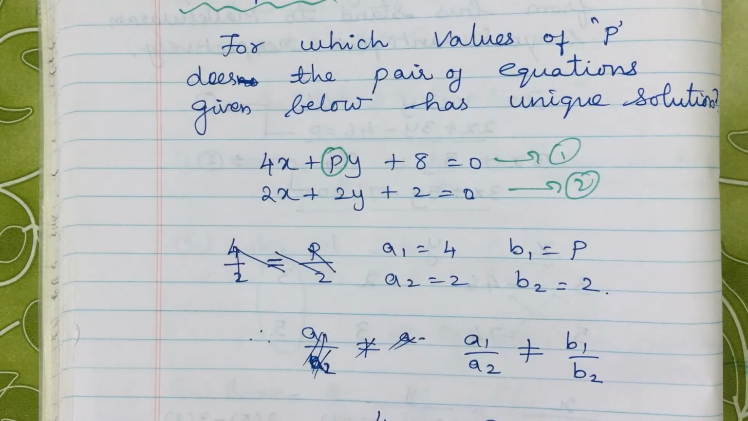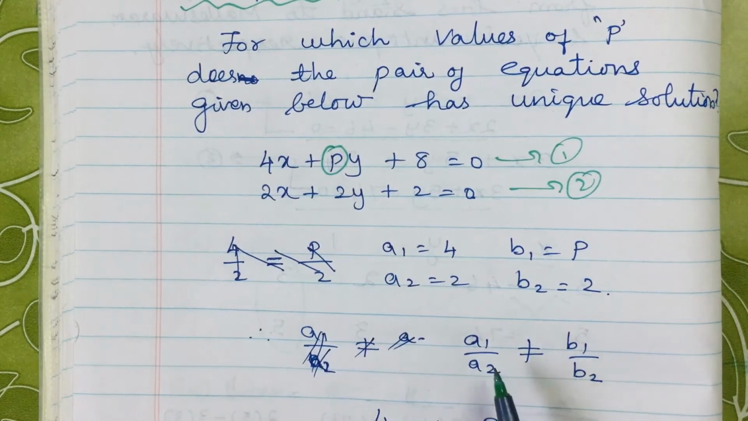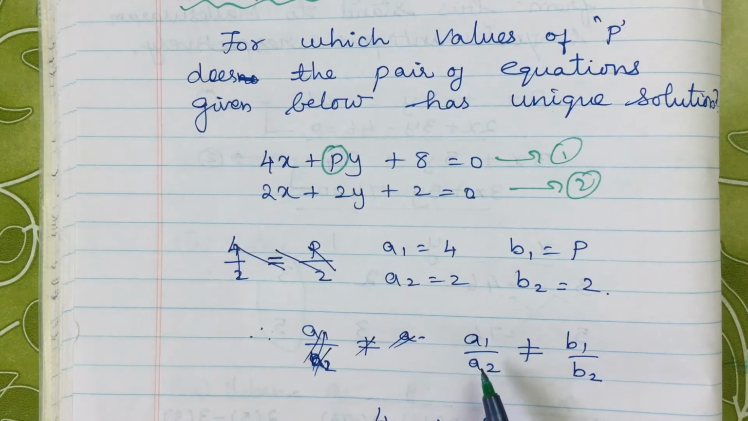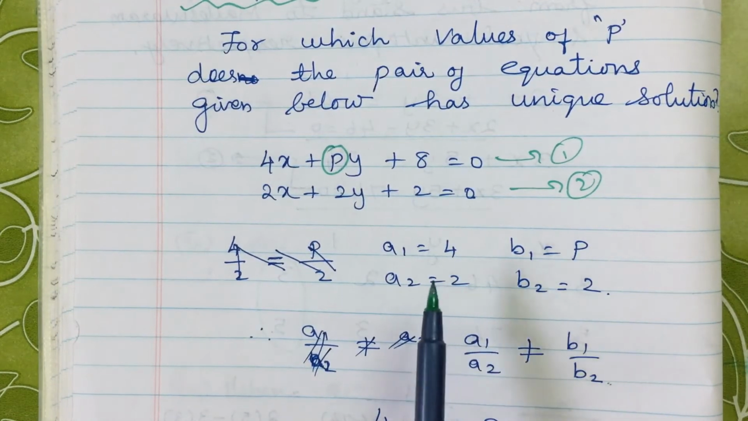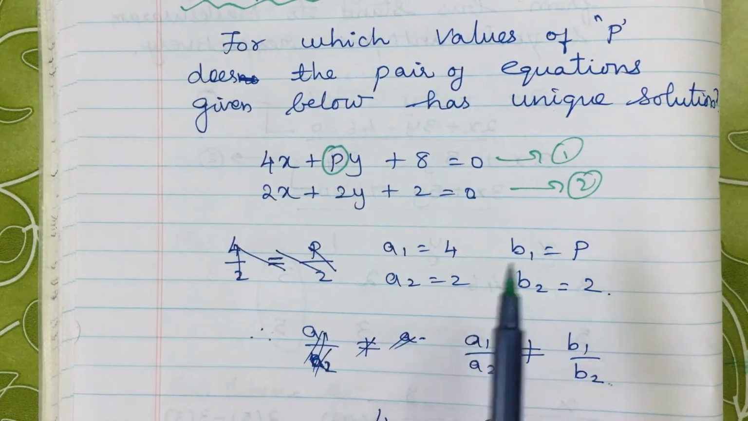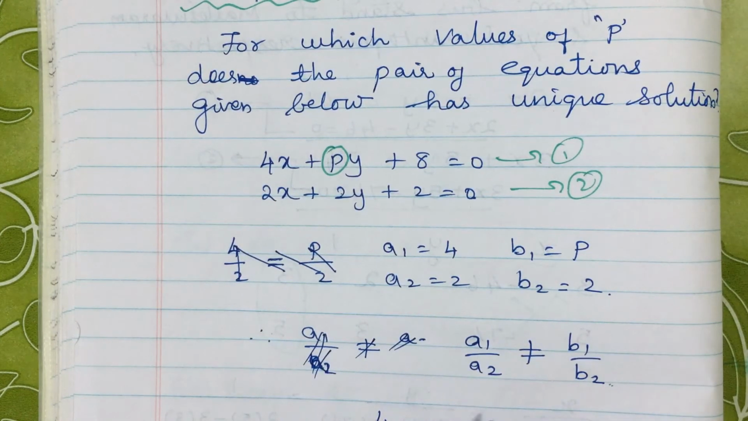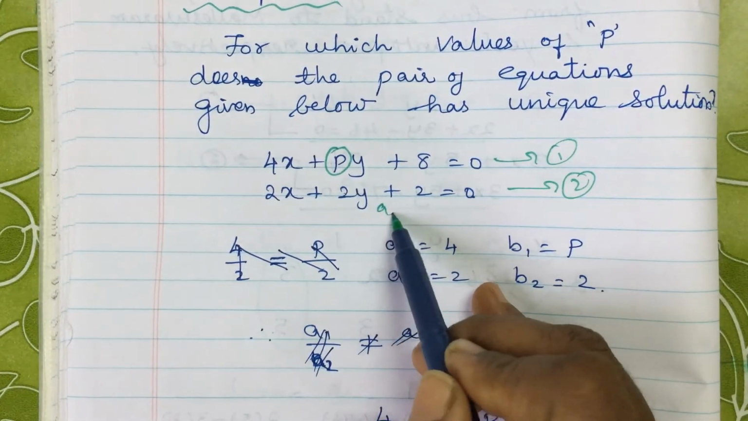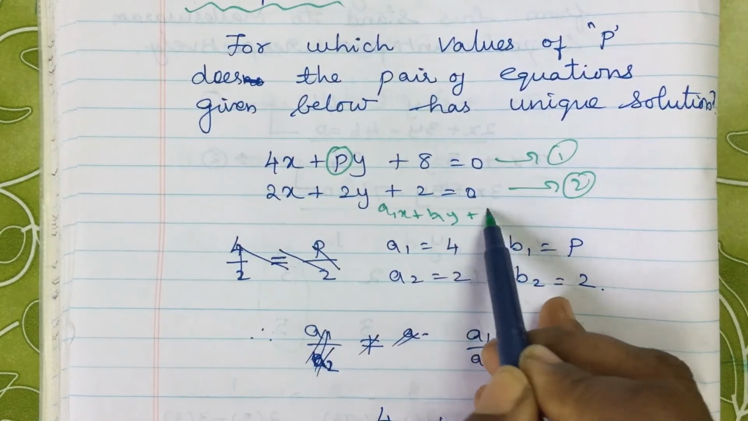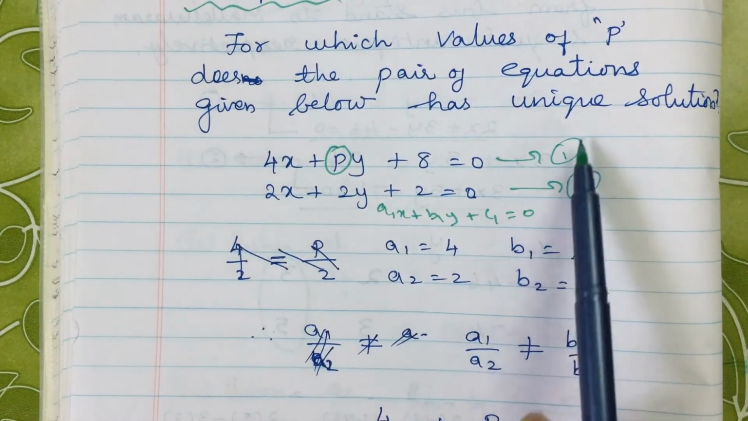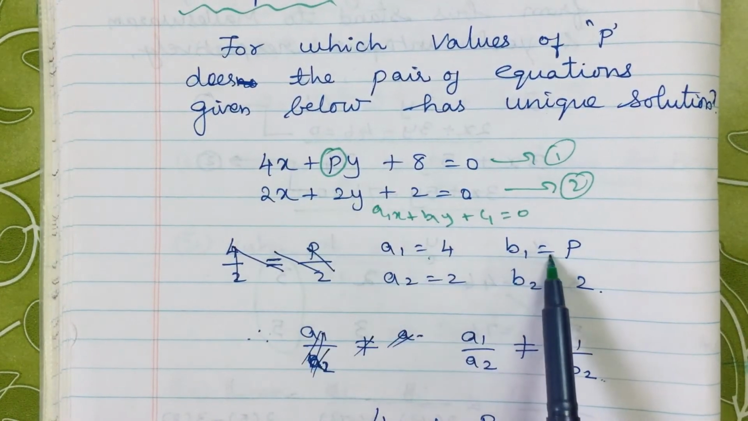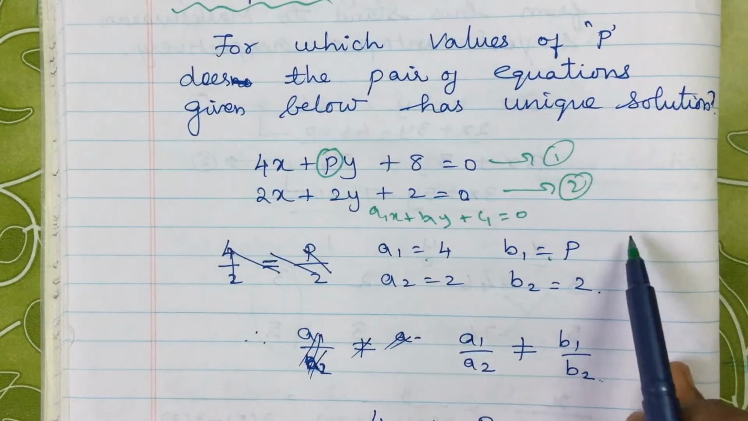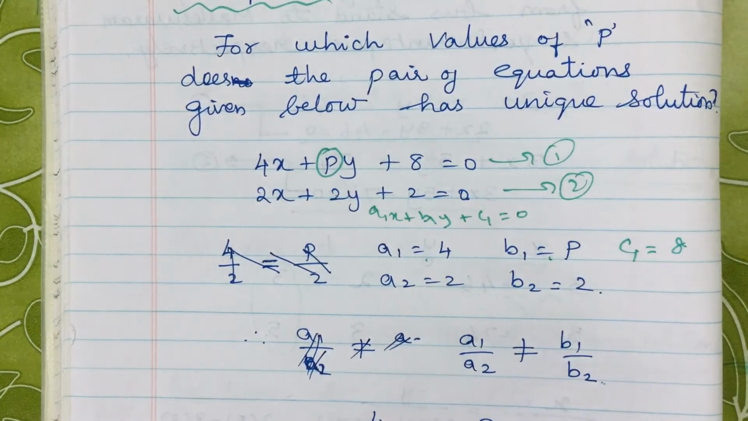So what is the condition for a unique solution? You have to remember that for a unique solution, the ratio of coefficients of x and y should not be equal. Okay, so you should know how to write down a1, b1, a2, b2 from the given equations when compared with your general equation. The general equation, as I said, is a1x plus b1y plus c1 equal to 0. So comparing this with the first equation, you will get a1 as 4, b1 as p, and your c1, if you want you can write it out. Since it is not necessary, I didn't write it here.